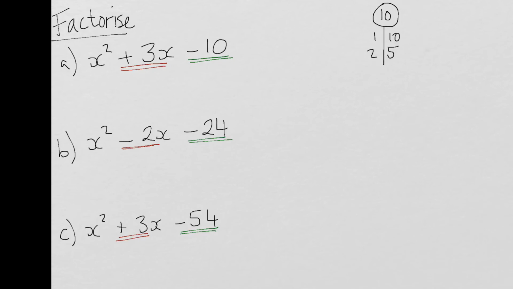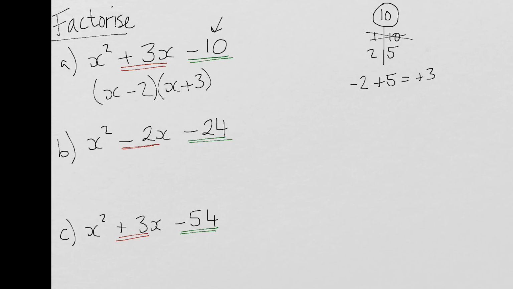So for the first question, here are my factors here, 1 and 10, 2 and 5. I can see that 1 and 10 isn't going to give me a difference of 3 no matter which way round I do it. And then if I have a look at the 2 and the 5, they've got a difference of 3, but can I work it so that I get a positive 3 overall? So I've got to have 1 negative and 1 positive to produce this negative 10. So if I go with negative 2 and positive 5, that does give me positive 3. So x minus 2 and x plus 5.